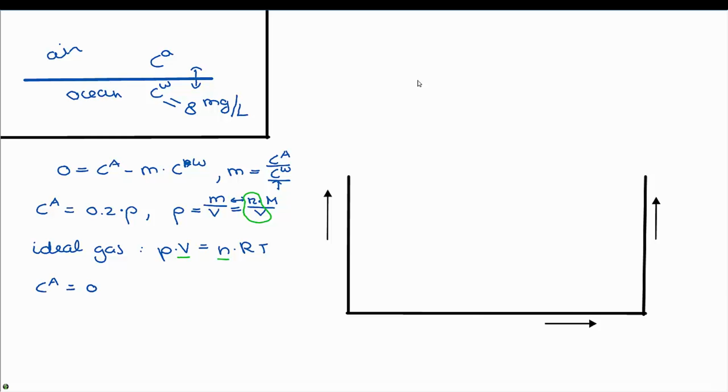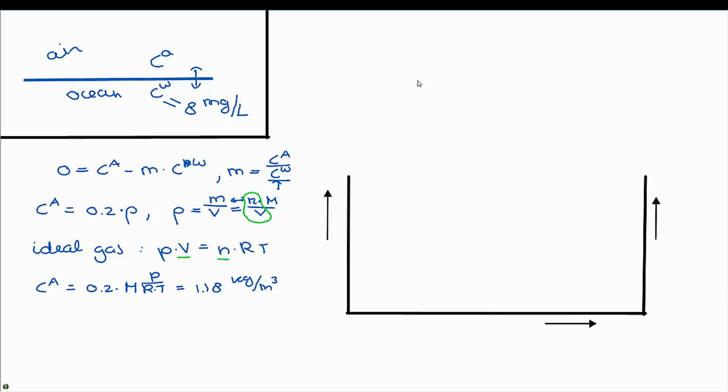If I rewrite this equation, I find the concentration of oxygen in air is 0.2 times the molecular weight, and then I fill in n over V, which is the same as the pressure over the gas constant times the temperature. I can fill in the numbers and find the answer to the first question, which is 1.18 kilograms per cubic meter.